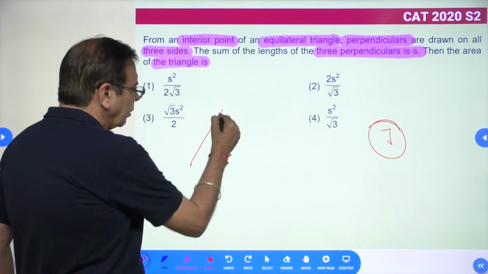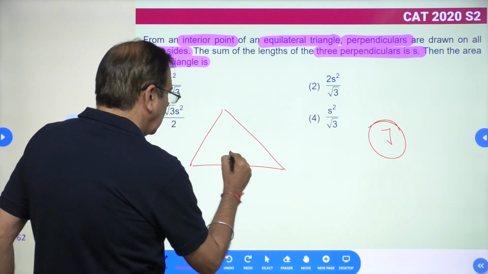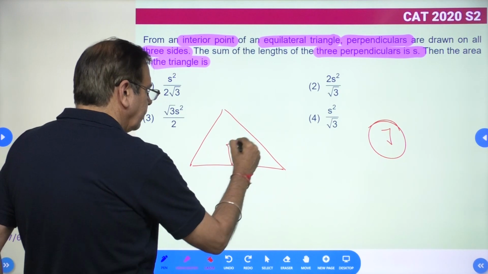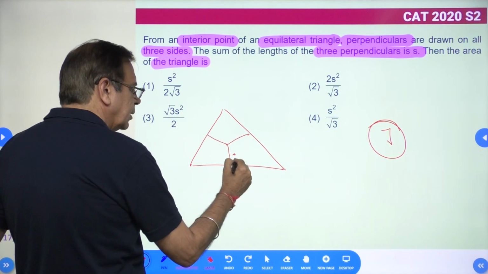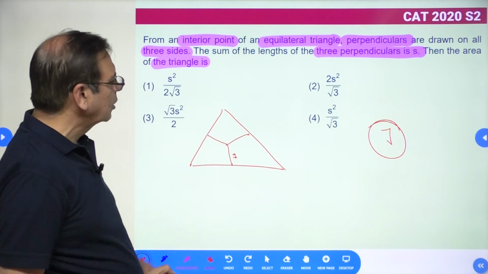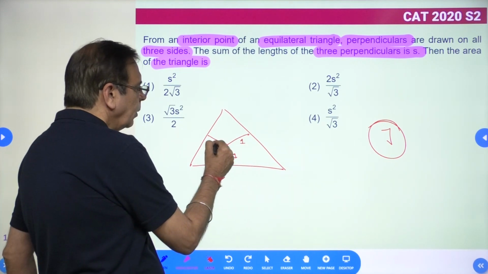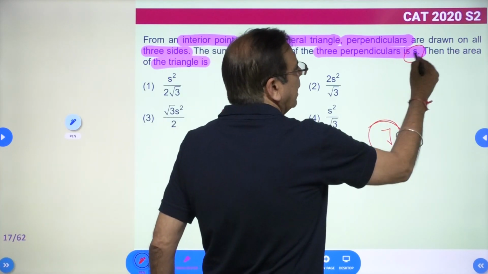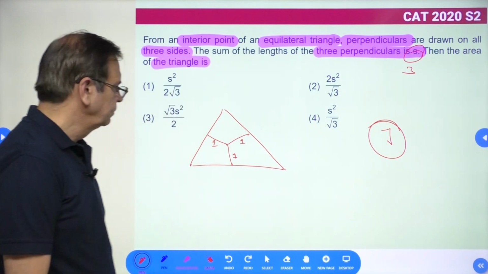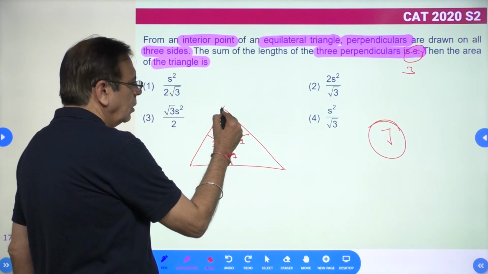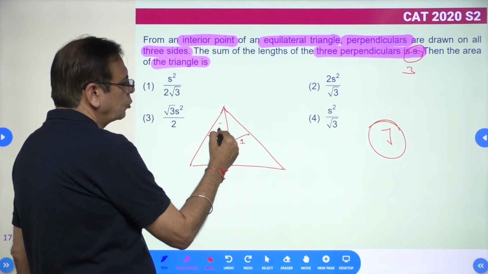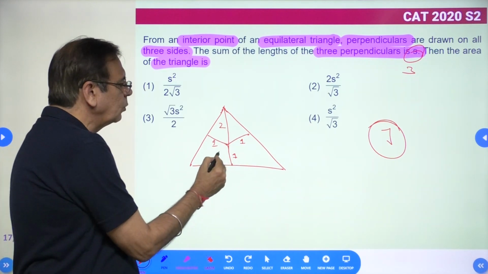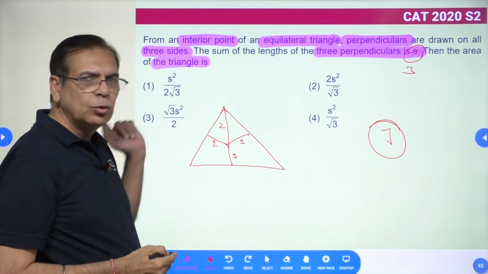So if I look at an equilateral triangle, and if I say this is the centroid, and this distance is 1, this distance will also be 1, and this distance will also be 1. So S has become 3. And this becomes 2 because the centroid will divide the median in the ratio of 1:2.